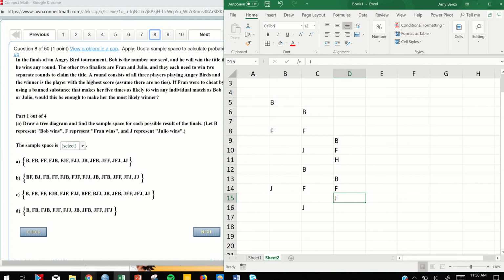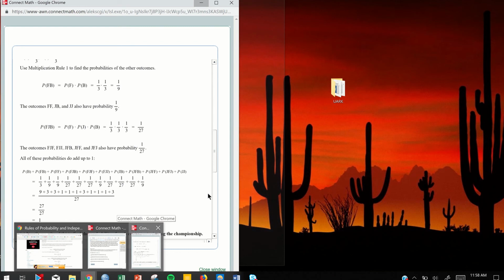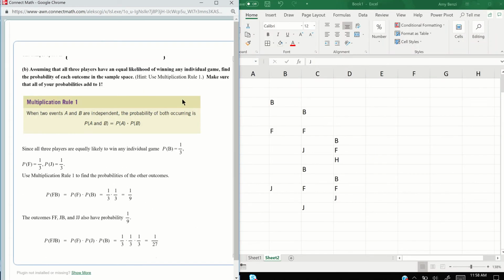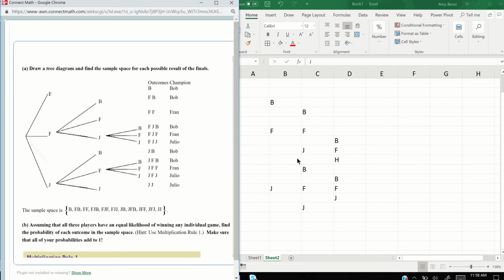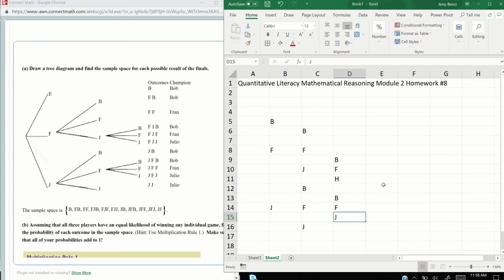And all you have to do is view the example for this problem, and it will show you a tree diagram that looks more intuitive than mine, because mine's on Excel. It doesn't look as good, but it's the same thing. All right, guys, I'm ready to start rolling forward here.